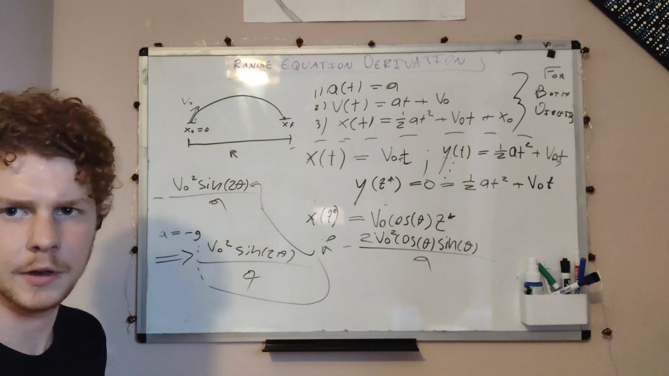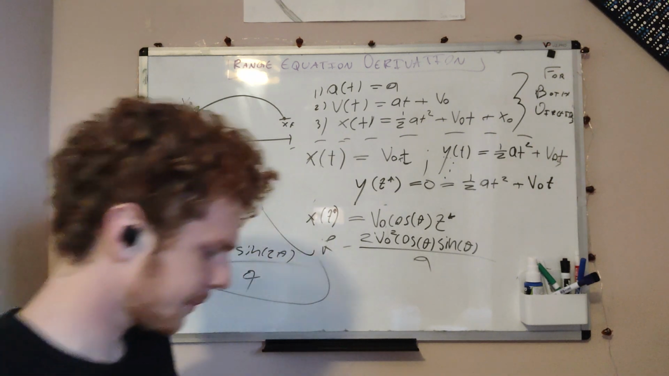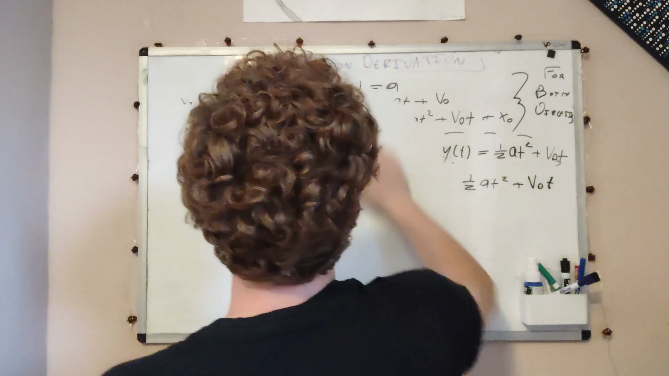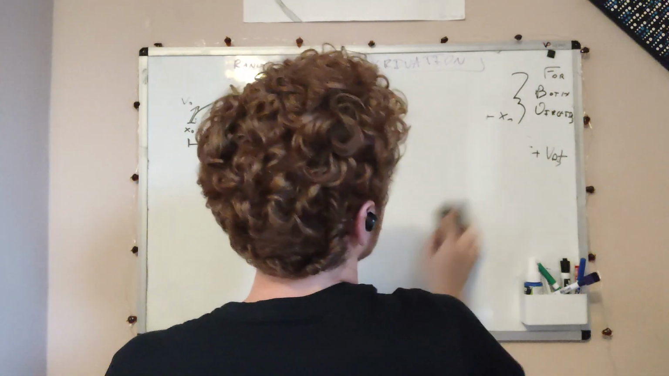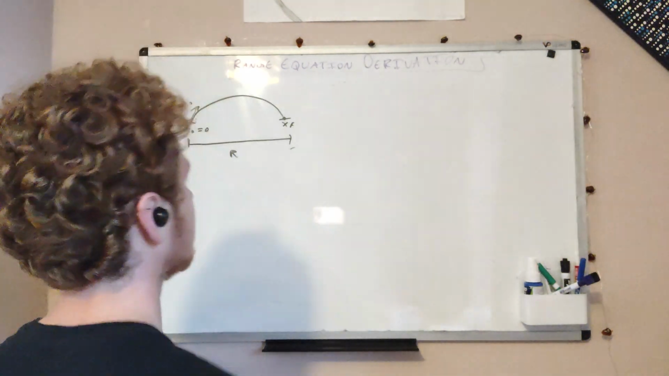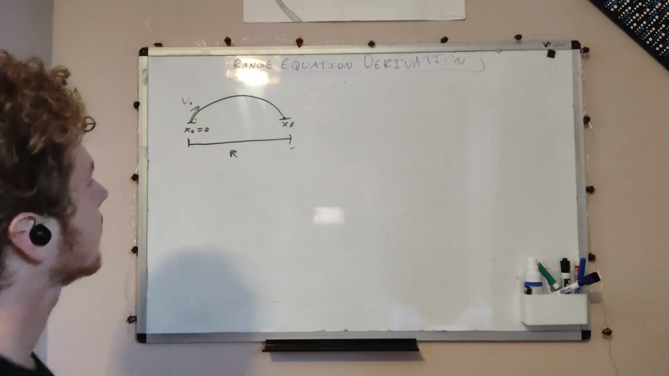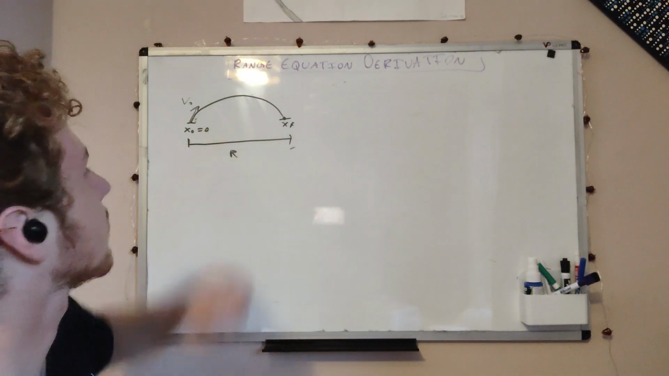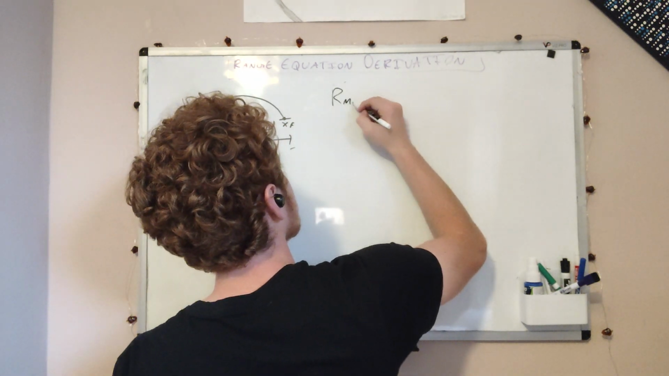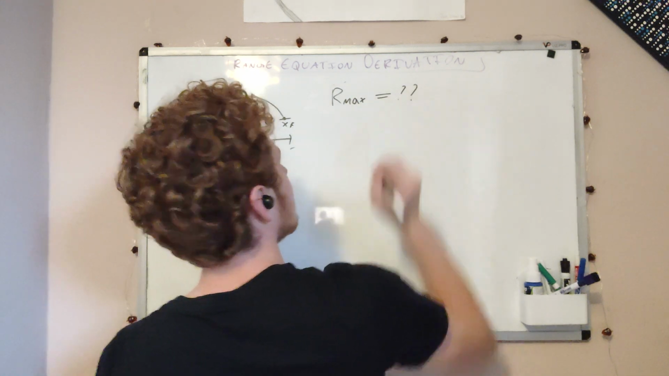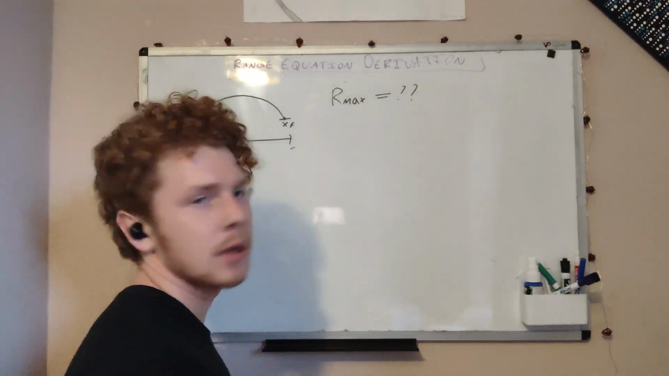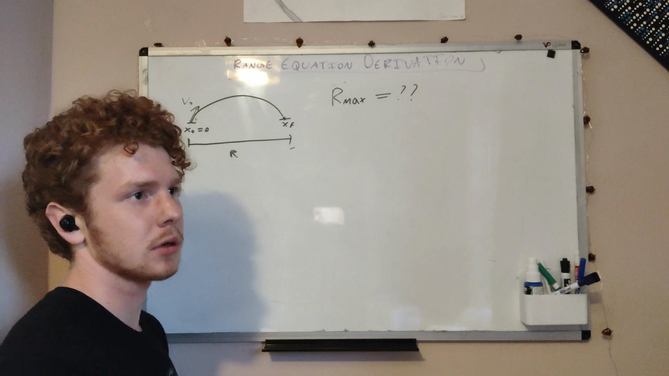So there it is. But another interesting question is, if I were to release this ball, let's say I'm in a competition with a friend of mine, and I want to make it go as far as possible. So what then is r sub max? Now you likely already know the answer, but here's the derivation, here's where the intuition comes from.